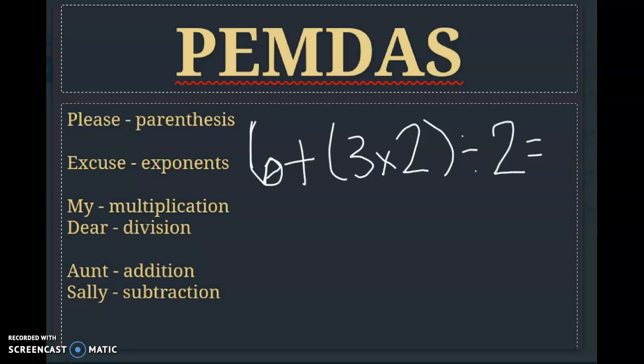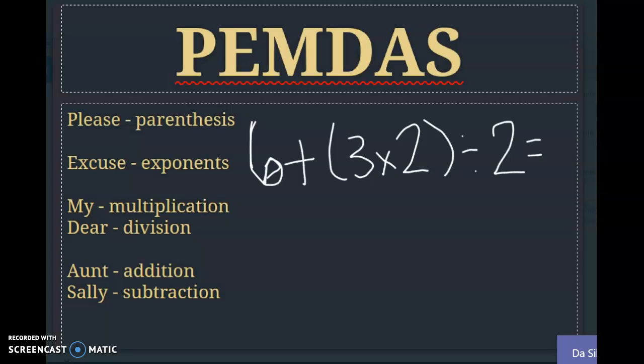A way to remember the order is Please Excuse My Dear Aunt Sally. I've remembered that since I was in 4th grade, and it just kind of always stuck with me. So if you can remember that order, then you're going to be able to solve the expression the right way. Next to Please, I put parentheses because they both start with P.